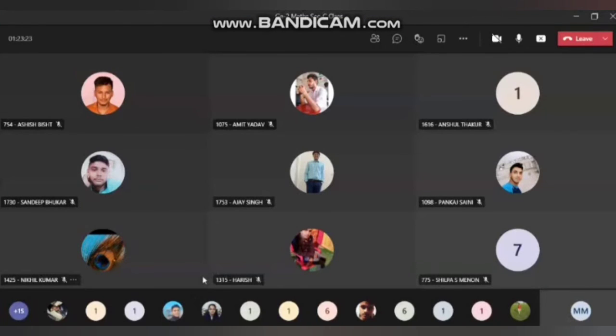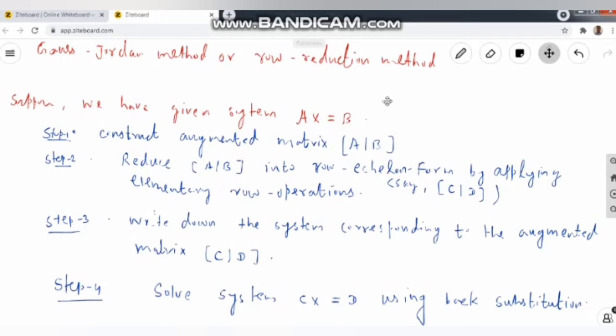Basically, only the second step is different. In this case, we reduce the given matrix into reduced row echelon form. After that, everything is the same. In fact, this last step will not be required, because when we reduce a matrix into reduced row echelon form, in most cases we simply get a diagonal matrix. I'm not saying all the time, but in most cases we get a diagonal matrix. So in that case, the back substitution procedure is not required.